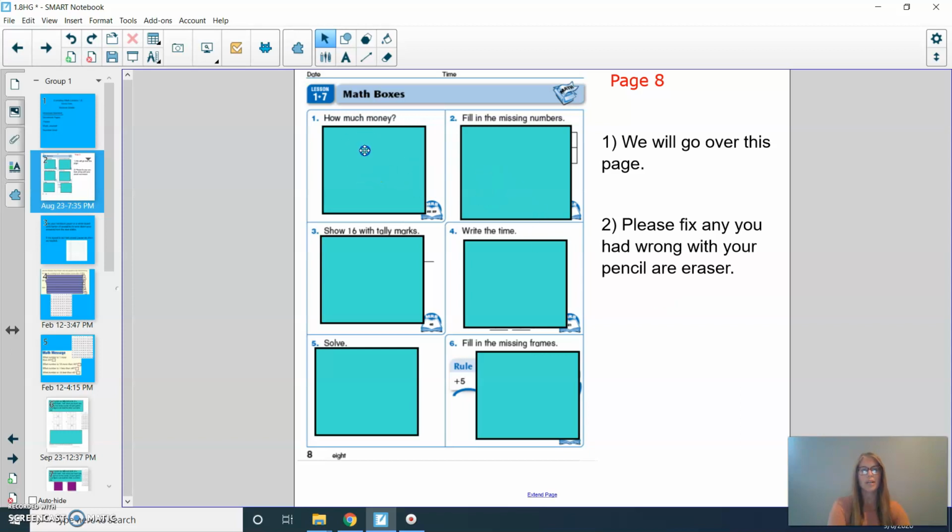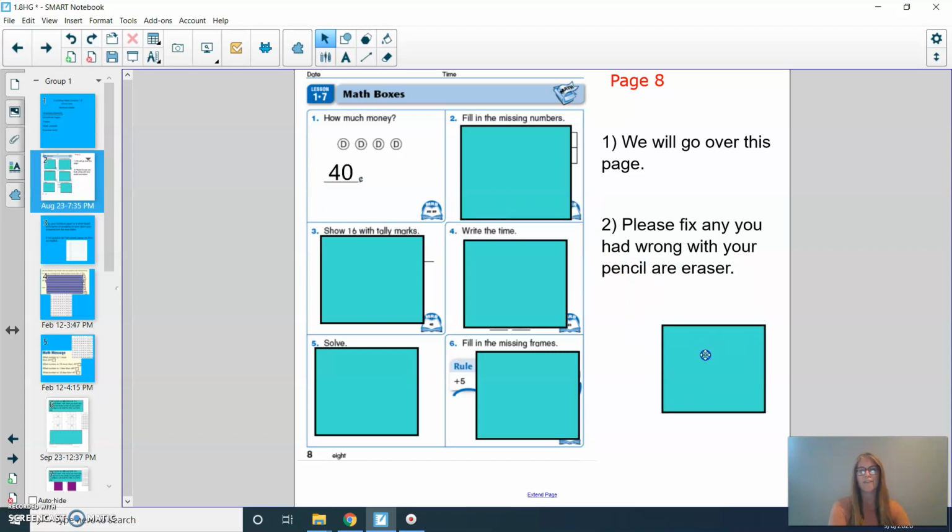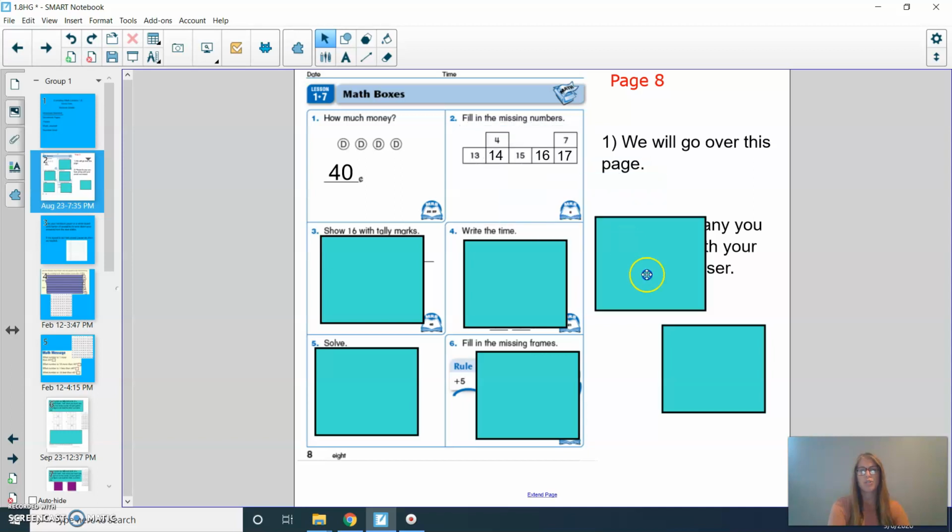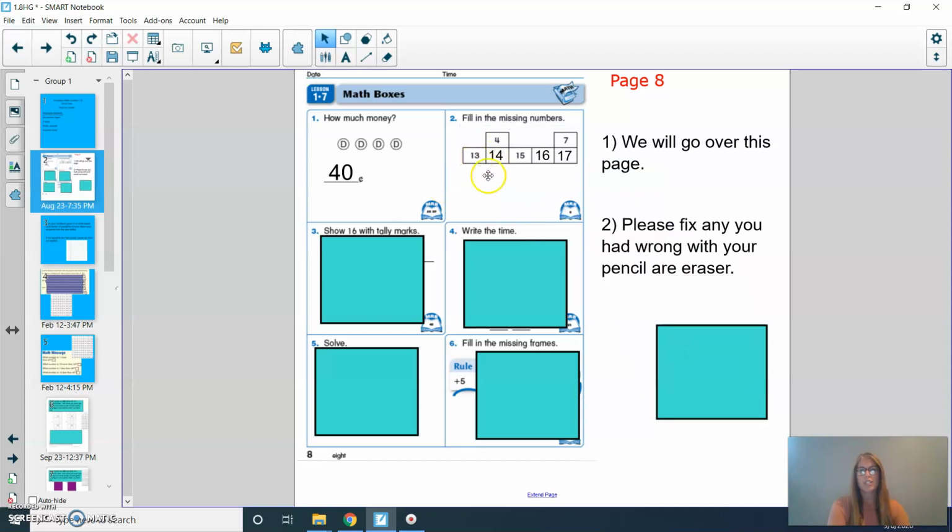For question number 1, how much money was there if we had 4 dimes? We would have 40 cents. Fill in the missing numbers for number 2. After 13 is 14. I also know that 14 is 10 more than 4. They gave us 15. After 15 we have 16 and 17. And I know that 17 is 10 more than 7.